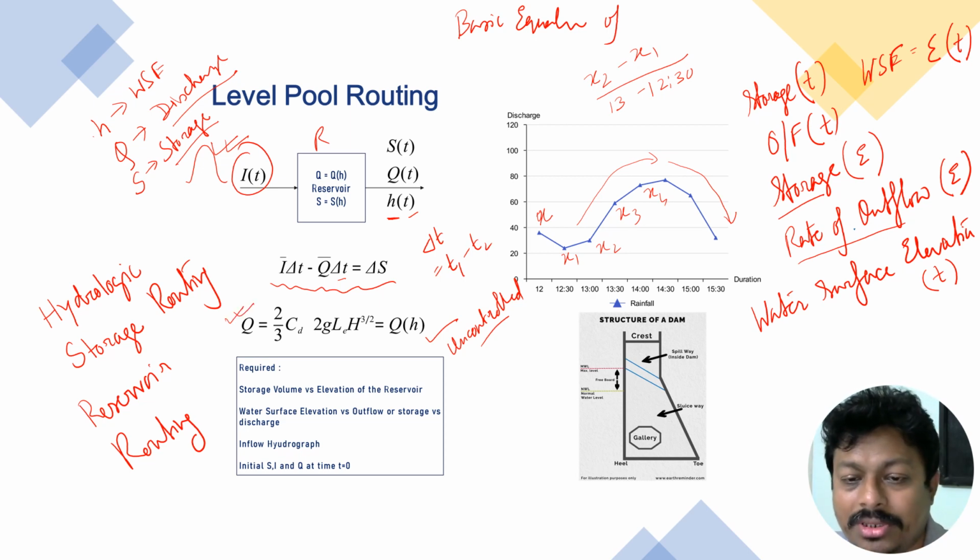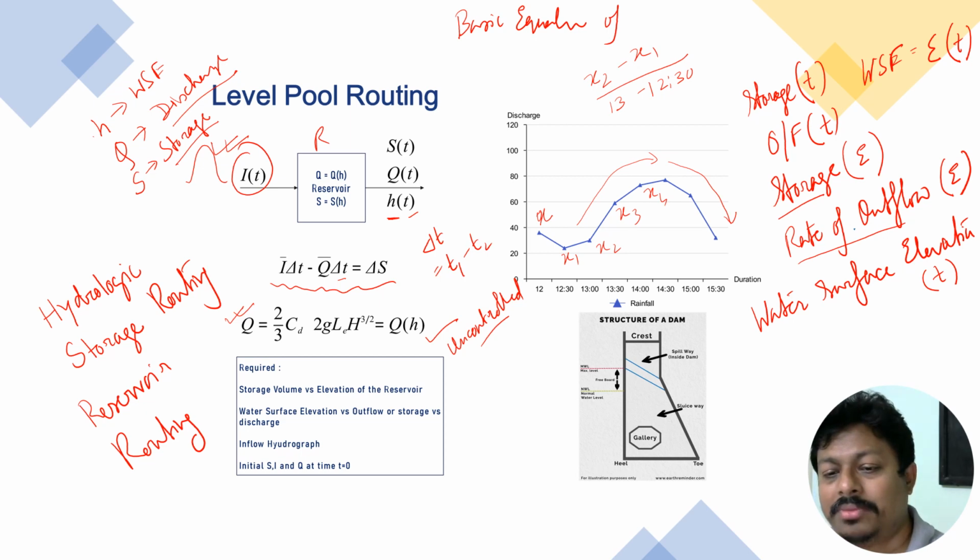For an uncontrolled spillway. Uncontrolled means this spillway is not controlled, not regulated by anything. So the flow of water is unhindered. If you see the structure of a dam, this upside of the dam is known as the crest. This is the heel, right? This is the heel, the base of the dam. This is the toe, just like a human being. So these are two supporting points actually.